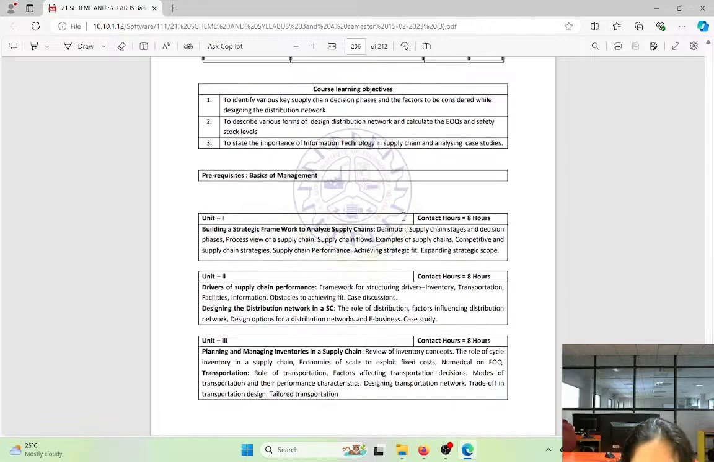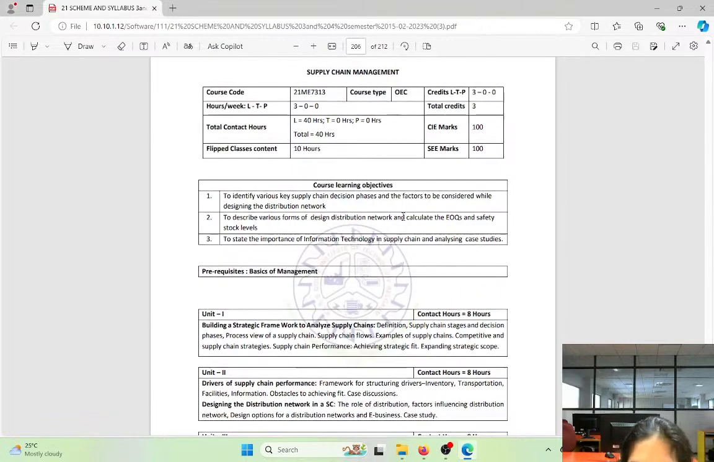The basic concept or prerequisite for this subject is basics of management. Before we start with the units, let me tell you why we should study or know supply chain, and then I will tell you what is supply chain, and then we will start with all the units. Why is it necessary to study supply chain, or what is the concept of supply chain?